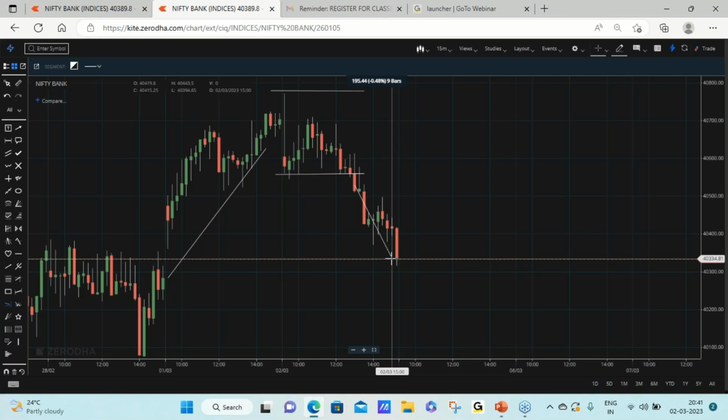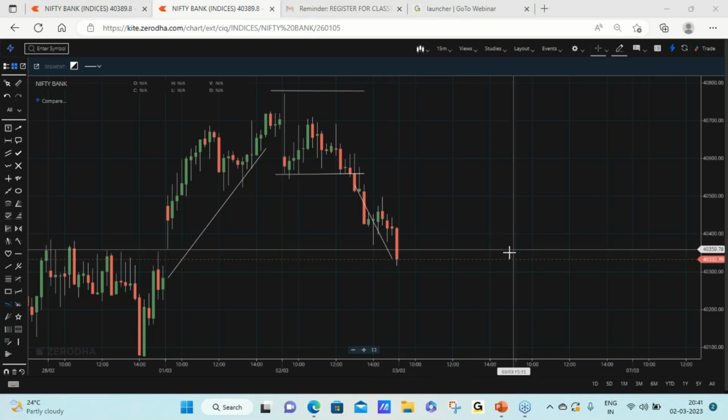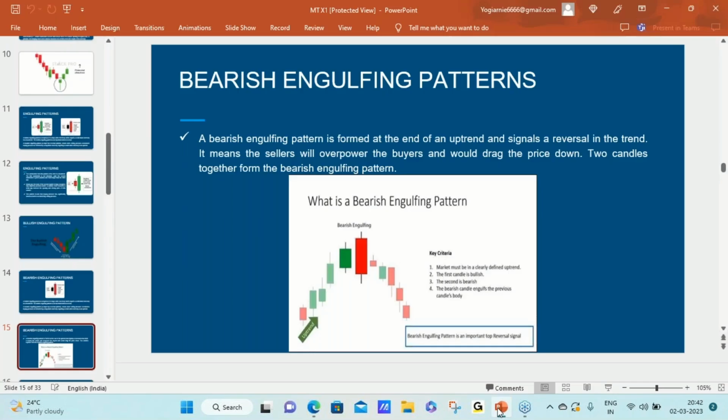Are you guys clear with Marubozu, bullish hammer, inverted hammer, bullish engulfing, and bearish engulfing? Do you guys have any doubts? If you have any doubts, you can ask me so that we can go ahead in terms of other candlestick patterns. Clear? Okay, thank you.